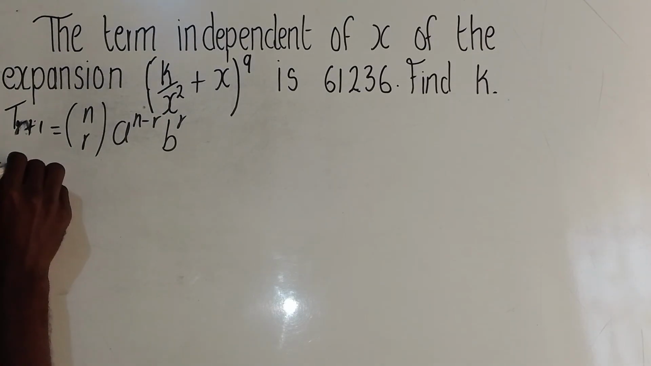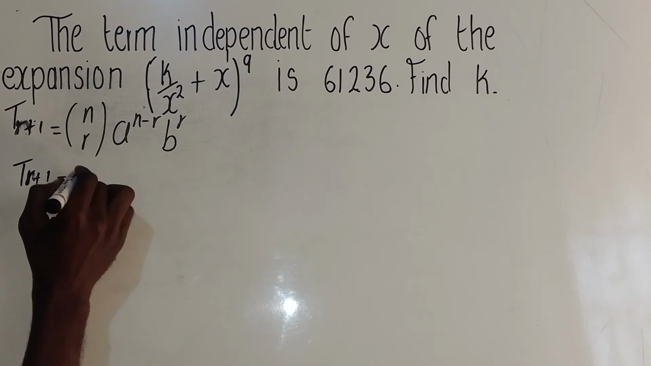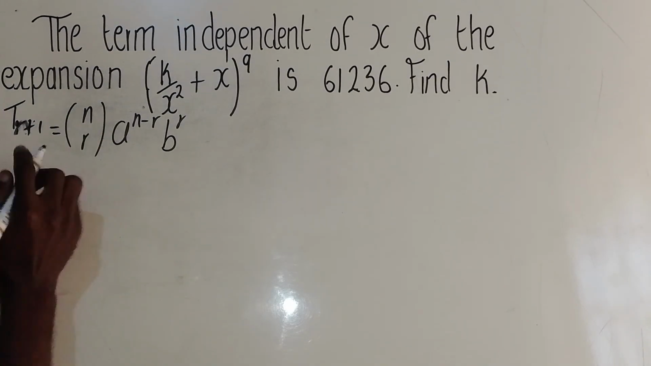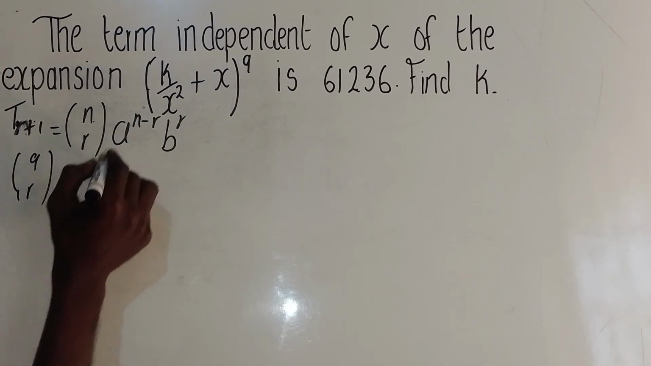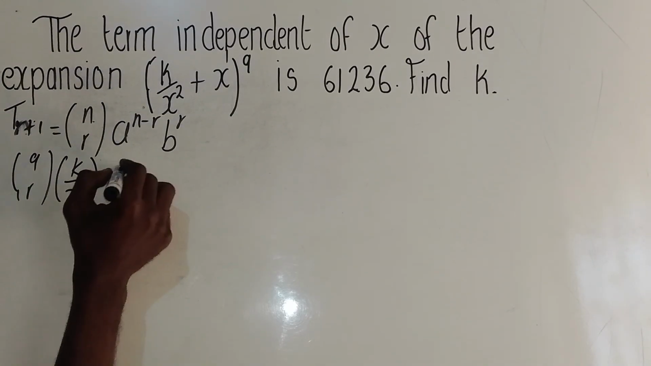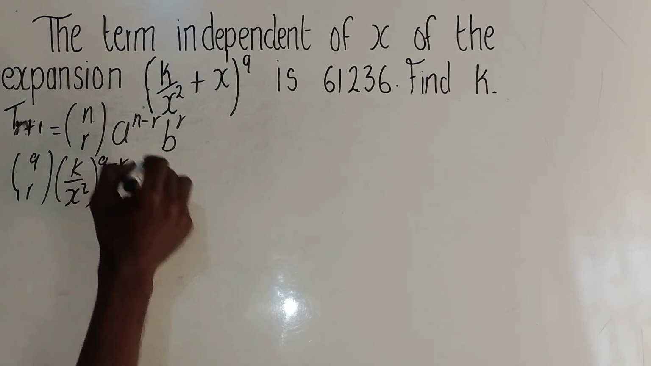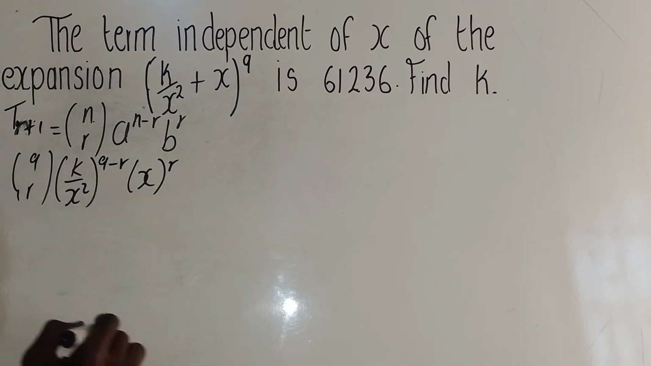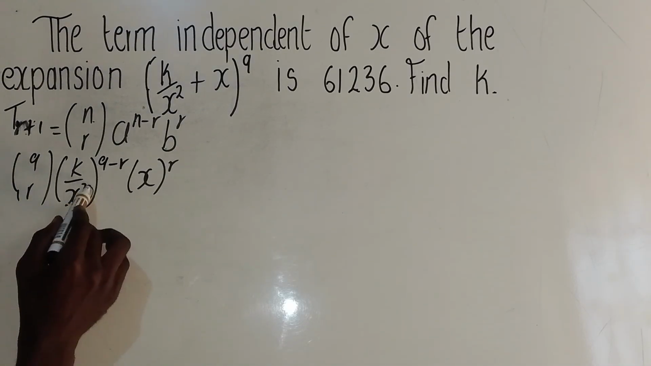So now it will be T_(r+1) like this is equal to, where there is n, you put 9. r we don't know. Where there is a, we put this one, so it is k over x squared, and then here there is n minus r, so n we know is 9, so 9 minus r. Now for b there is x, so there is x like this. The next step is we only need to solve for x. We need to solve for this part and for this part.